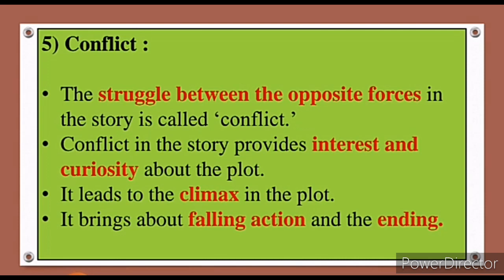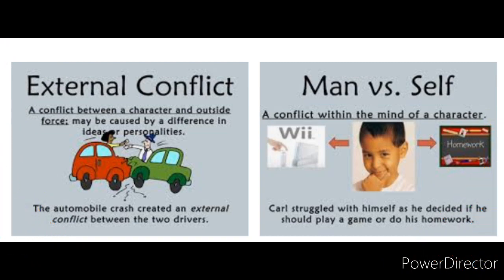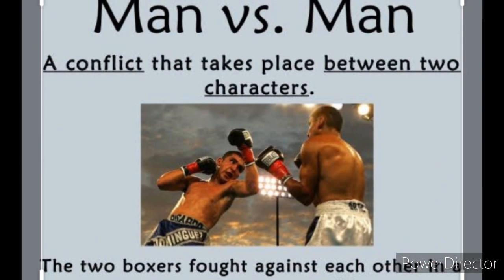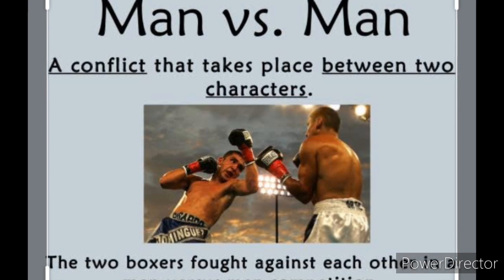The next element is conflict. That is the fifth point, element of novel. Conflict means sangharsh. How the main character is facing the problem personally, by himself, how much problem he is facing himself, that is one conflict. Another conflict means outside: how the main character, the protagonist, is facing the problem with another character, that is the villain, the antagonist. So that is the conflict. The struggle between opposite forces, maybe by himself or with another person, in the story is called conflict.